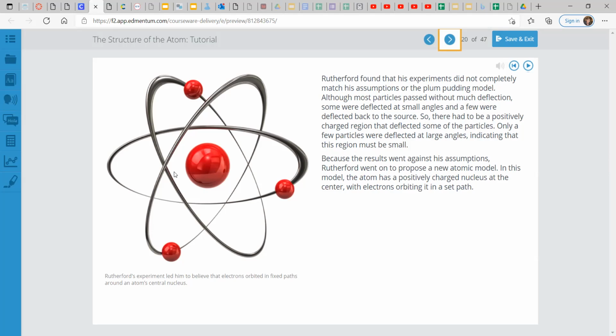Because the results went against his assumptions, Rutherford went on to propose a new atomic model. In this model, the atom has a positively charged nucleus at the center with the electrons orbiting it in a set path.